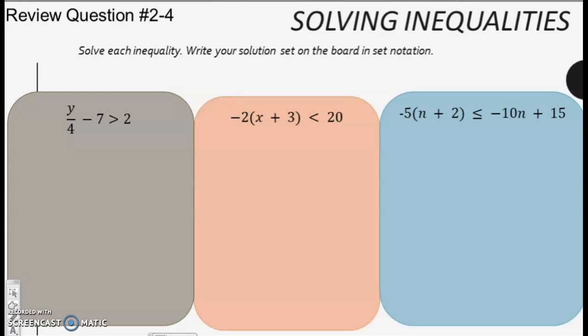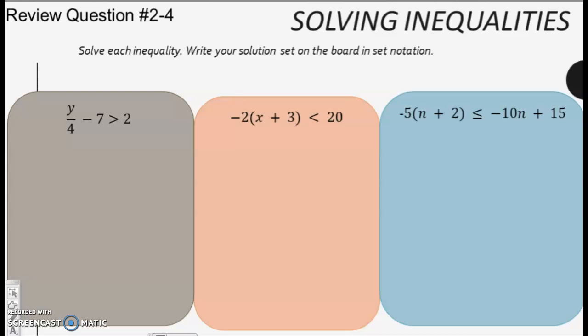Okay, these are review questions 2 through 4. You're going to solve each inequality, write your solution set, show all your work in your student guide, and make sure that you give the solution set in set notation. Although I'm not asking you to graph them, you should be able to graph the solution set to all of these inequalities.